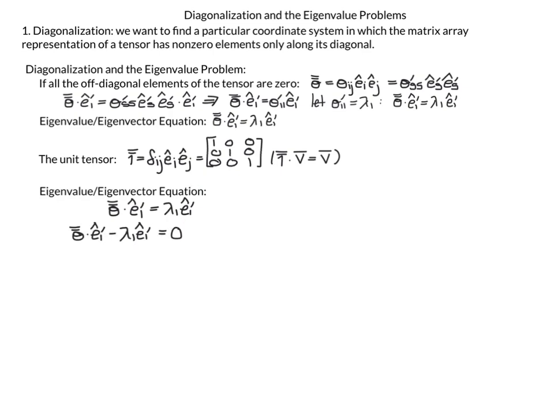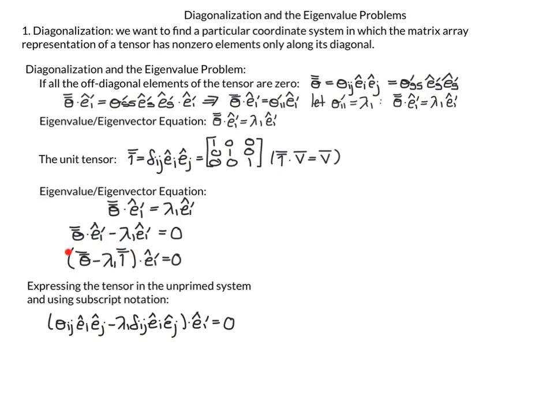Now we can use this unit tensor to rewrite our eigenvalue eigenvector equation. First, I'm going to subtract lambda 1 E1 prime from both sides of the equation. So on the left-hand side, I get sigma dotted with E1 prime minus lambda 1 E1 prime equals 0. I want to factor out my E1 prime and dot it with my original sigma tensor. You can't really dot with a scalar, so this is where I use my unit tensor. I can multiply my scalar times my unit tensor and then dot it with E1, just to get back my scalar times E1.